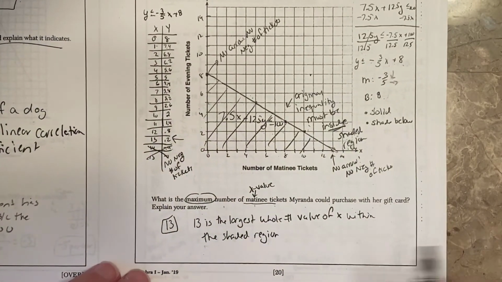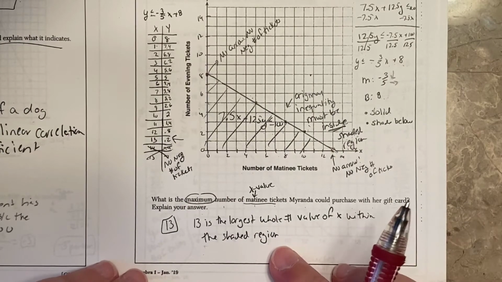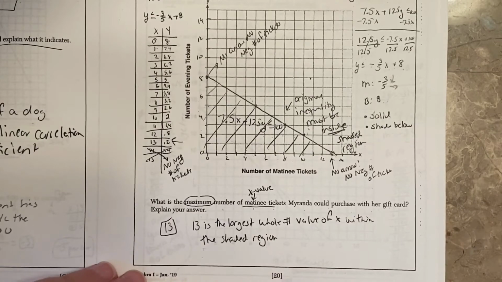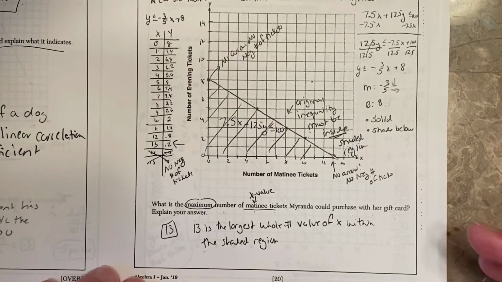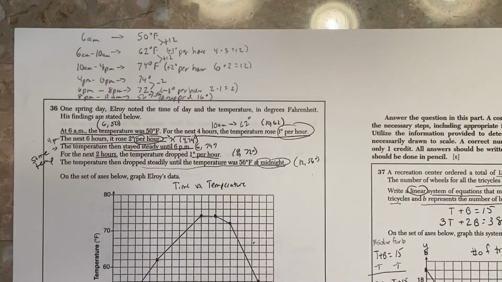Yeah, so that is it. 13 is the largest whole number value of X within the shaded region. You could say that it doesn't give you a negative amount, something like that. Anything like that works, but just make sure that you put 13. All right, number 36, we're almost done.